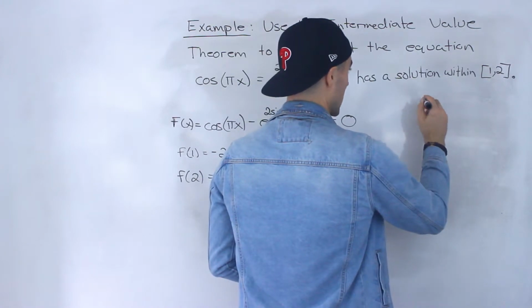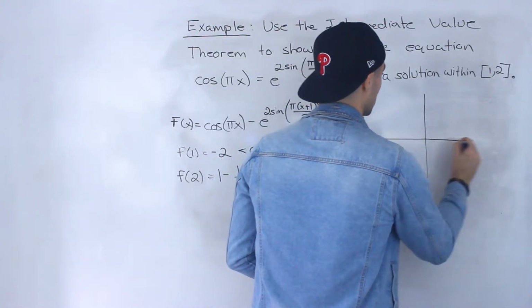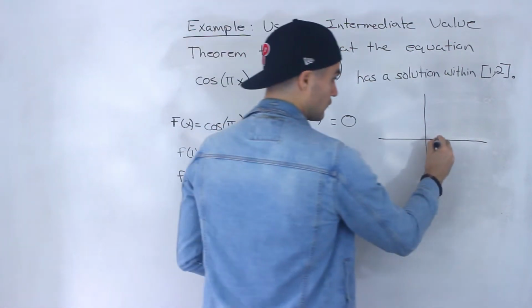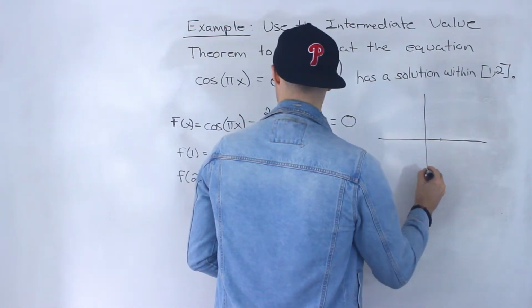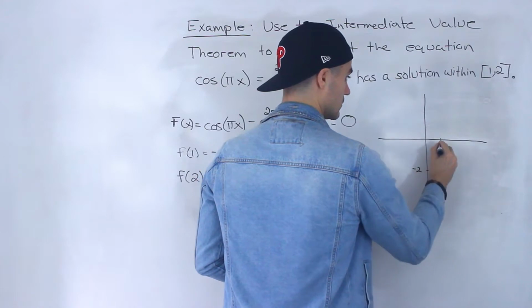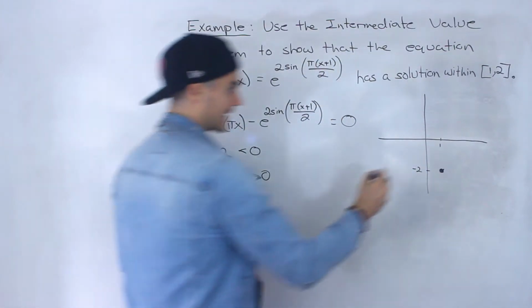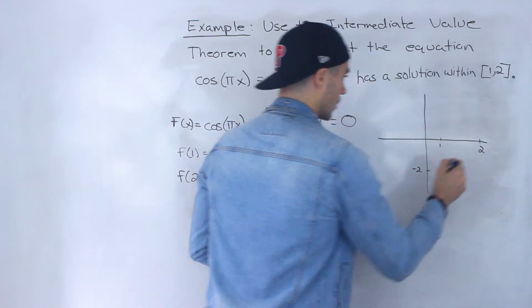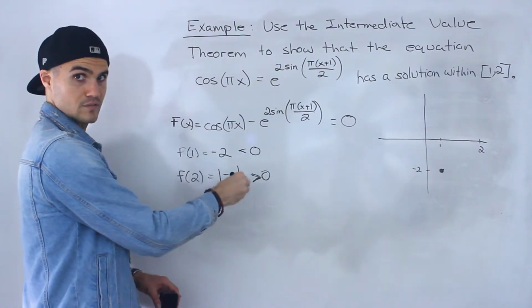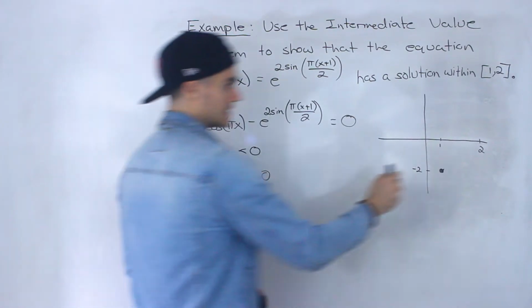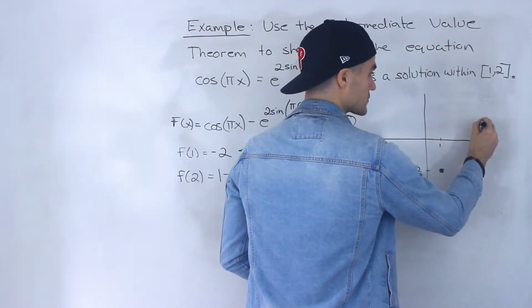So for this function, I actually don't know what it looks like, but what I do know for sure is that at an x value of 1, we're going to have a y value of -2, which is going to be down here. And I know that at an x value of 2, we're going to have some kind of positive y value. I don't know what the decimal of this is going to be, but it's going to be here.